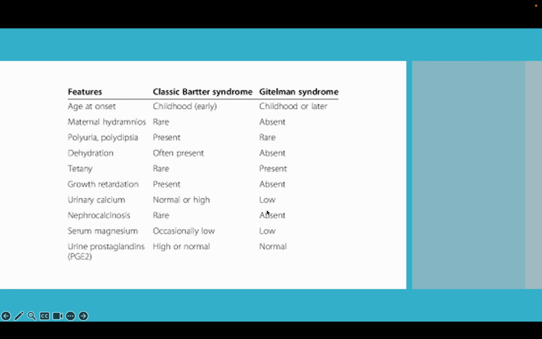Serum magnesium is occasionally low in Bartter, especially in the case of CaSR mutation. It is generally low in Gitelman syndrome because of the TRPM6 mutation, the channel which is helpful in the absorption of magnesium and is involved in Gitelman syndrome. So hypomagnesemia is seen in Gitelman syndrome.